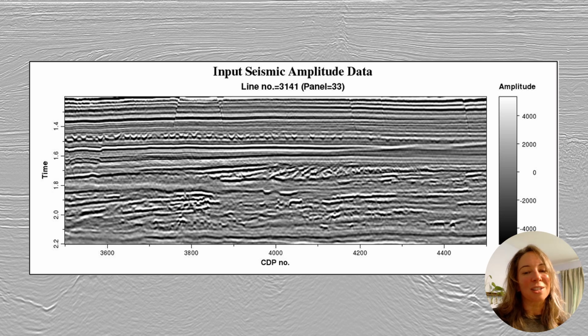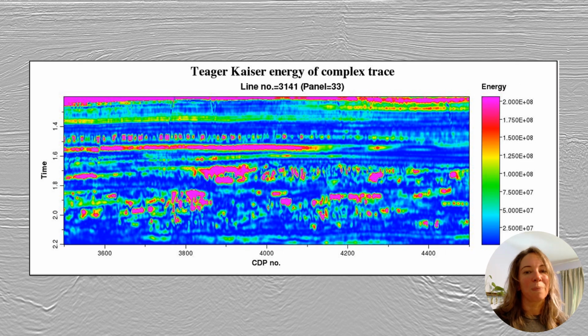We're going to start off, as always, with our input seismic amplitude data, just so you all can see what we're looking at. Now we've calculated the TK energy of the complex trace using the Hilbert transform, and we can notice that some of the bright spots that could indicate hydrocarbon accumulation stand out, as well as some subtle stratigraphic features like the prograding shelves. And then there's also some structural elements that were barely visible in the original data.